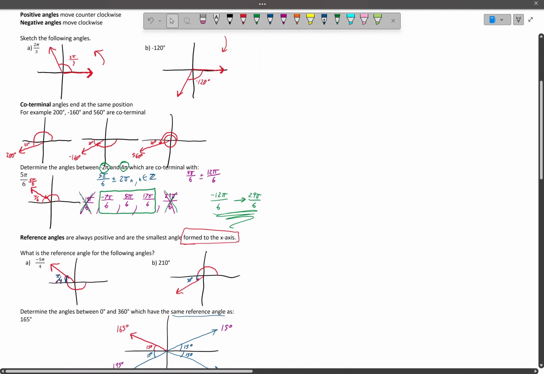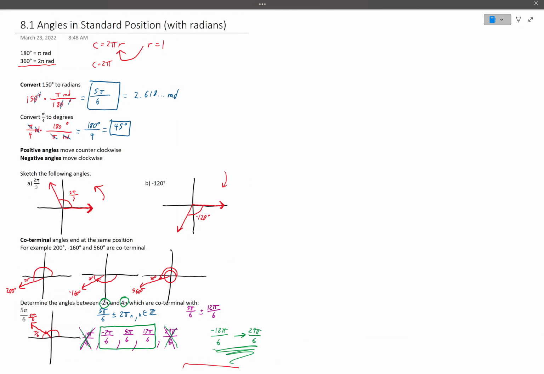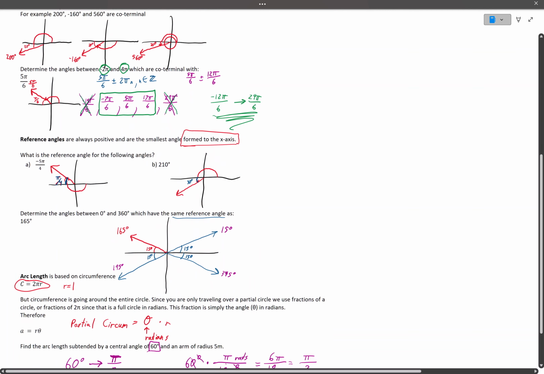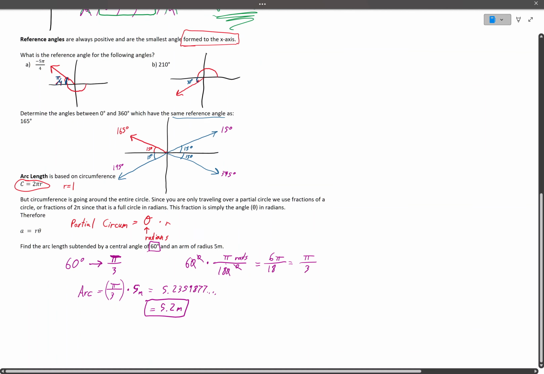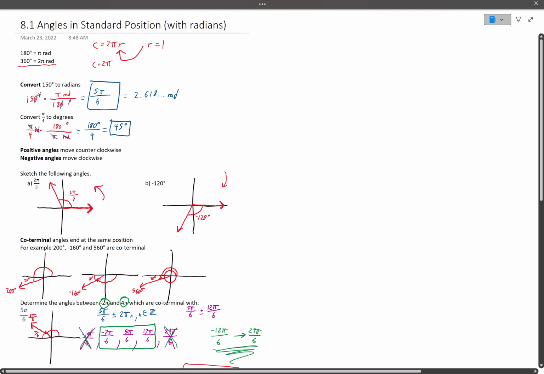All right, I hope this video helps you better understand the idea of angles in standard position, as well as how coterminal angles work, positive and negative angles, converting between radians and degrees back and forth, reference angles, and finally, arc length. I hope this video helped, and good luck.